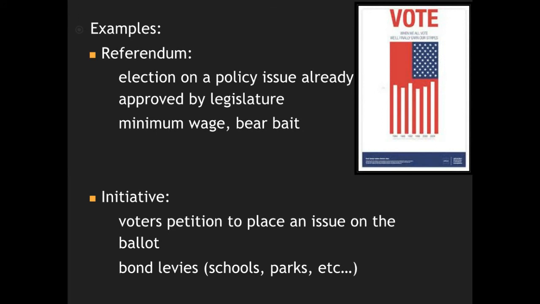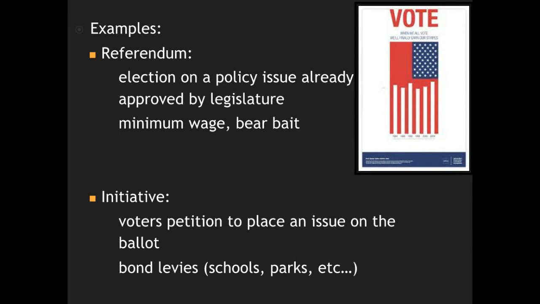There's a process to make this happen. There are petitions, there are signatures that are needed. But in the end, you're actually able to make these changes and put them on a ballot where the people make the decision and not representatives. We also have initiatives, where the voters petition to place an issue on the ballot. Bond levies are probably the most common example.